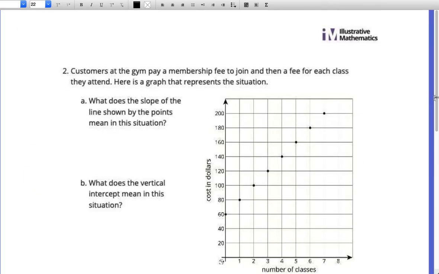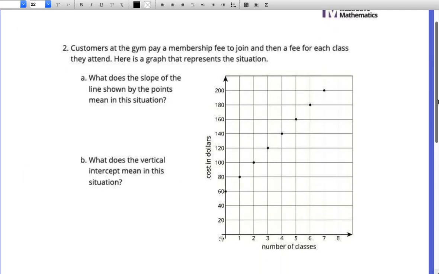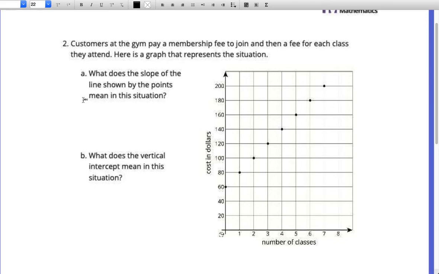And I think we can see that on this example because they do give us an example here or a visual. It says customers at the gym pay a membership fee to join and then a fee for each class they attend. Here's a graph that represents the situation. So number of classes, cost in dollars. What does the slope of the line shown by the points mean in this situation? So the slope, we can count it. It's just up 20 over 1, up 20 over 1.